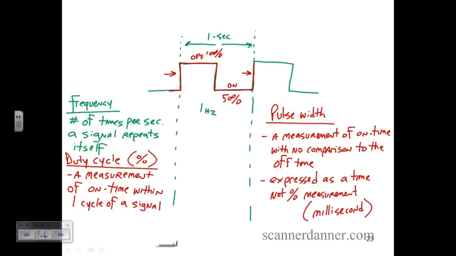So you see, duty cycle and pulse width are really close to each other, aren't they? What's my pulse width in my imaginary picture? I want a number. 0.5 seconds. Pulse width.